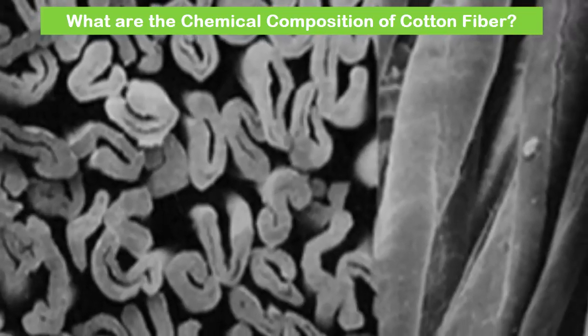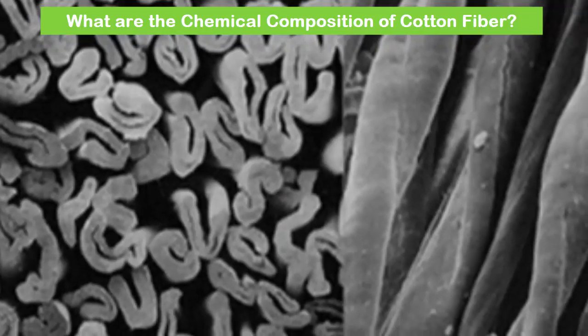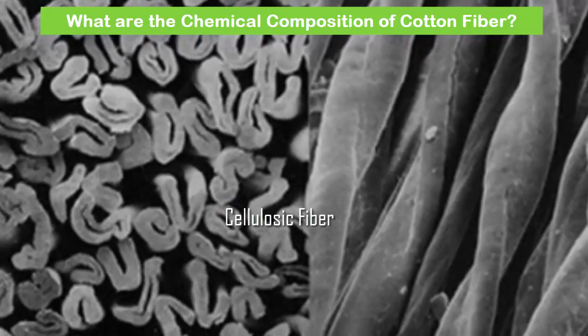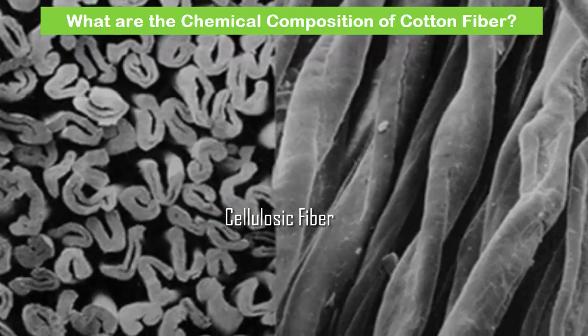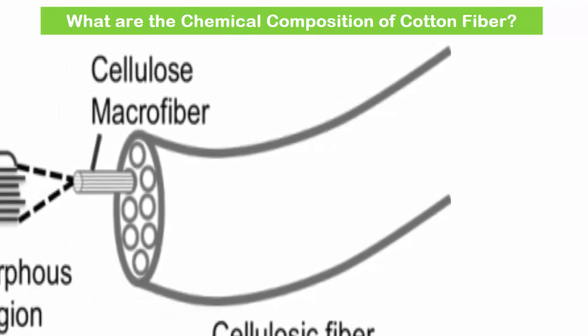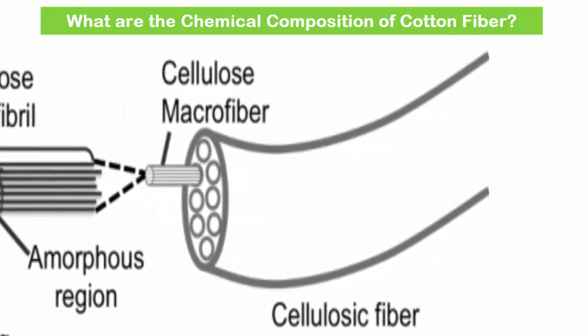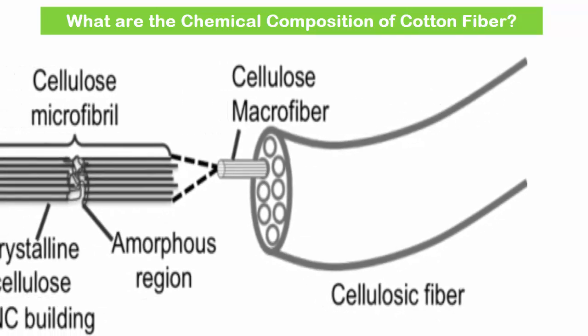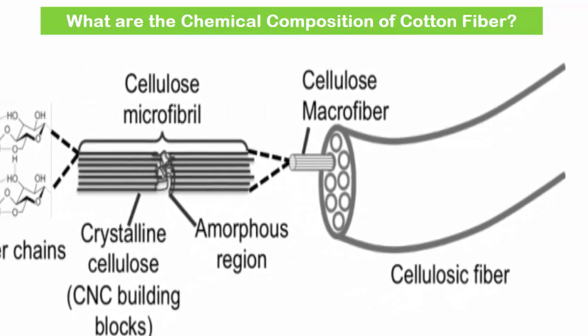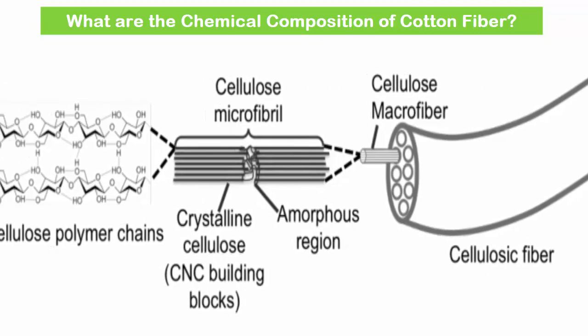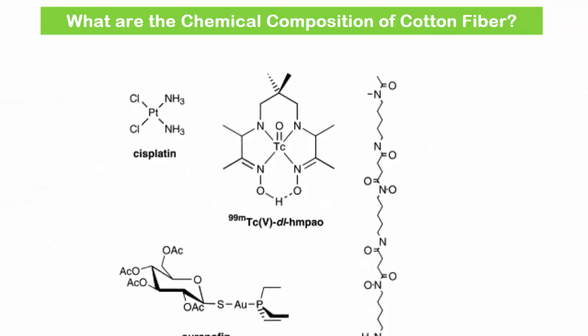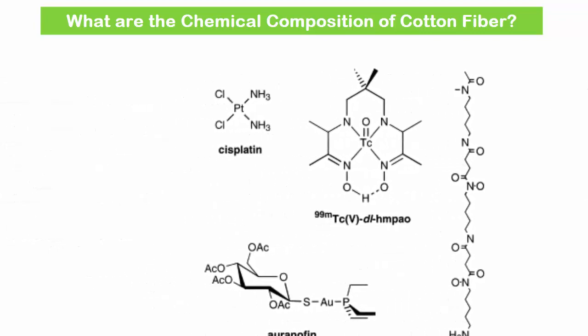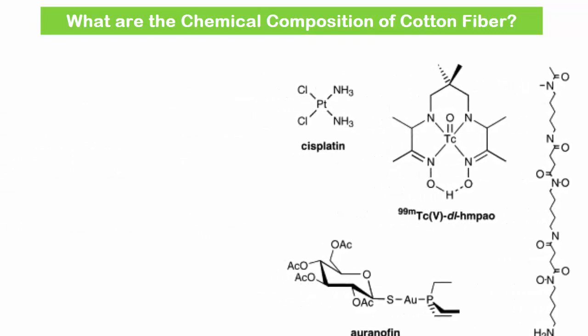Chemical composition of cotton fiber. The main component of cotton is cellulose, though the precise proportion varies with the source of cotton and the growing condition. An average composition by percentage of dry cotton fiber is presented in the following table.